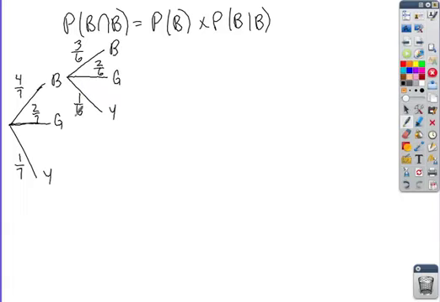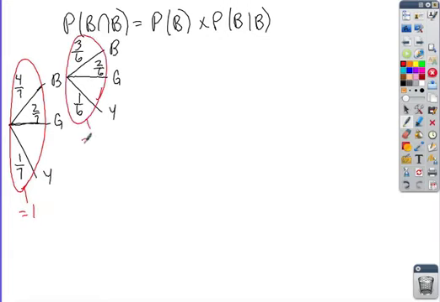One thing that is important to note here is that within the branches of a tree diagram, all the probabilities must add up to 1. For example, 4/7 plus 2/7 plus 1/7 equals 1. Likewise, 3/6 plus 2/6 plus 1/6 equals 1. That must always happen. Within a branch of a tree diagram, the probabilities must add up to 1. Anyway, we're going to use the formula that we wrote here at the top.